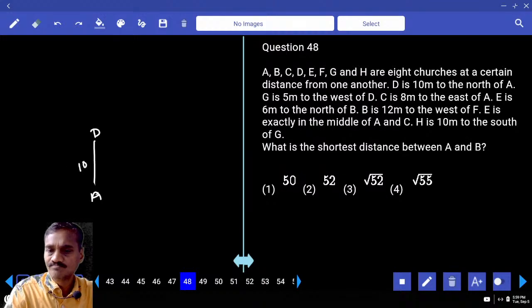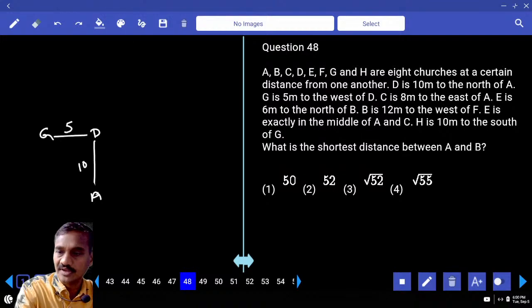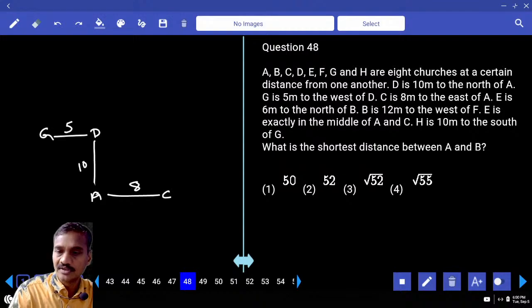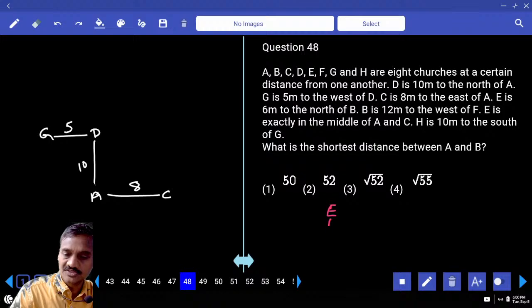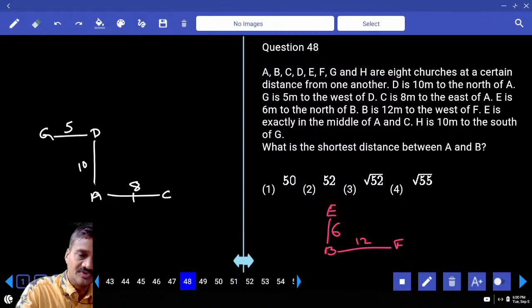Then G is 5 meters to the west of D. Now G, which is 5 meters to the west of D, and C is 8 meters to the east of A. Now this is C, which is 8 meters to the east of A, and E is 6 meters to the north of B. Now this E is 6 meters to the north of B. B is 12 meters to the west of F. Now this B, which is 12 meters to the west of F. E is exactly in between A and C. Now where is this E?